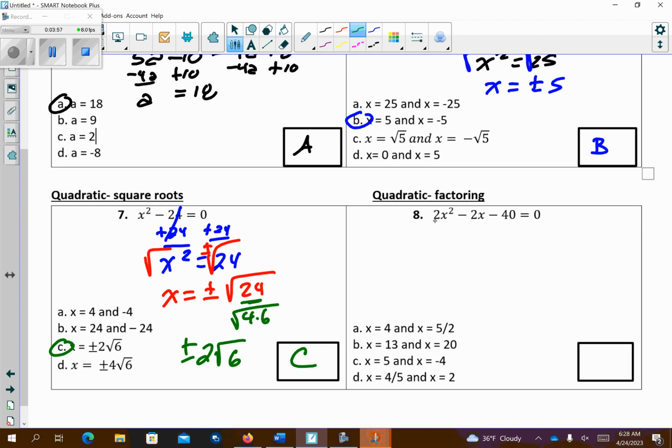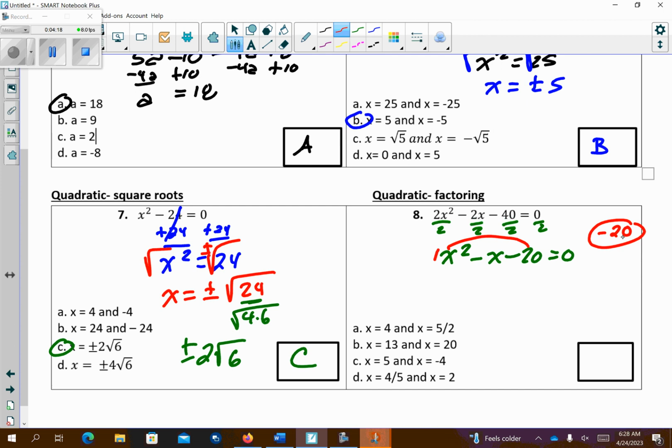Problem number 8. Just looking at it right away, you're like, wait a minute. Everything's an even number, so I can divide everything by a 2. Let's see if we can break that down. Notice I did the 0 as well, which is still 0. And then we want to think about, can we factor this? There's a 1 out front, so I get negative 20.